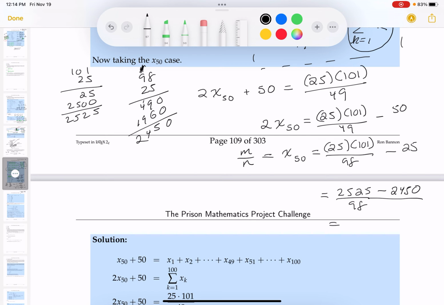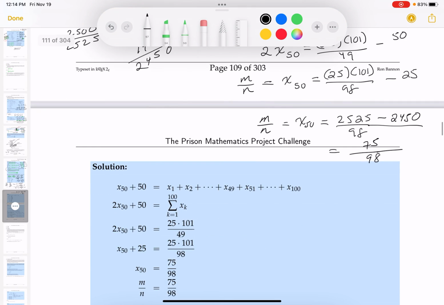I got some more work to do, don't I? And again, this is x50, which is equal to m over n in lowest terms. So 25, 25, and that's going to be 50, 75, right? Let's make sure I did that right. Yeah, 75, 98. All right, 75 over 98. Can that be reduced?